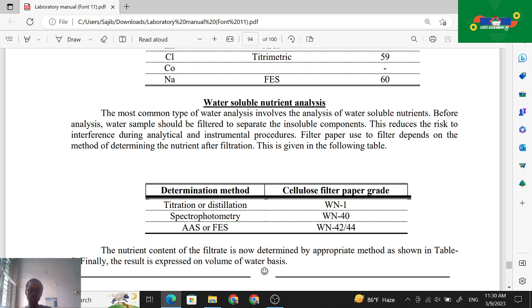Then, for water soluble nutrient analysis, the most common type of water analysis involves analysis of the water soluble nutrients. Before analysis, the water sample should be filtered to separate the insoluble compounds, and this reduces the risk of interference during the analytical and instrumental procedure.